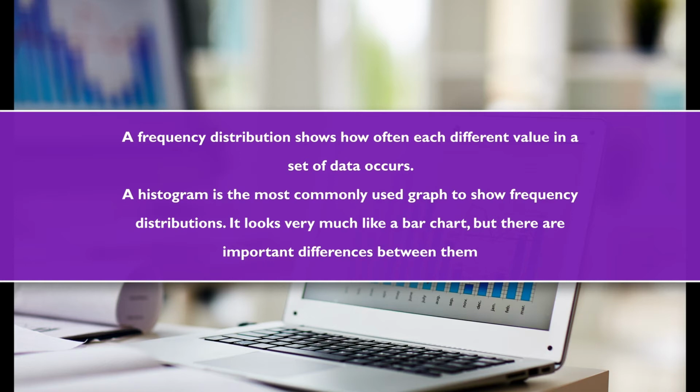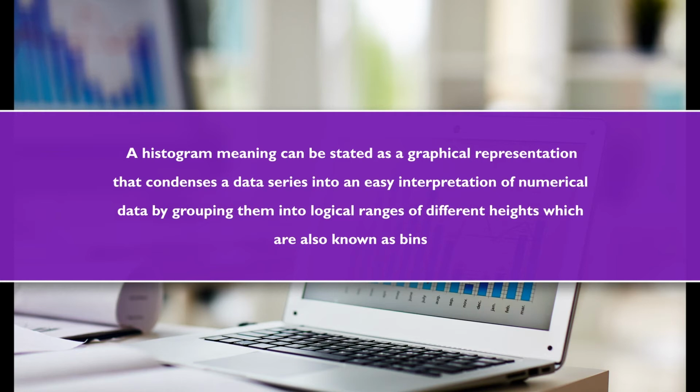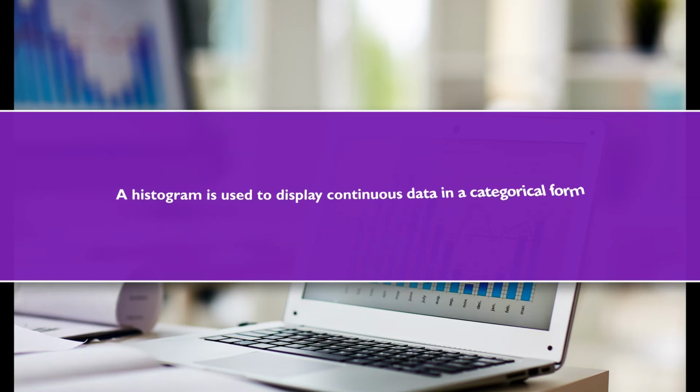It looks very much like a bar chart, but there is an important difference between them. When we talk about a bar chart, there is a gap between two bars, but the bars of a histogram are attached to one another without any gap. So a histogram can be stated as a graphical representation that condenses a data series into an easy interpretation of numerical data by grouping them into logical ranges of different heights, which are also known as bins. A histogram is used to display continuous data in a categorical form. This is the USP of the histogram.